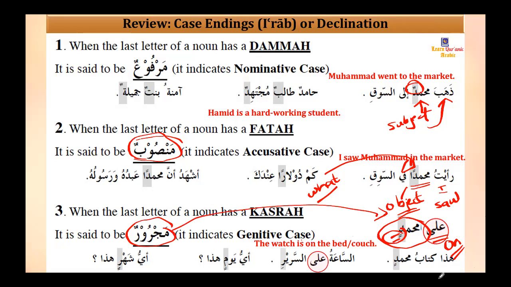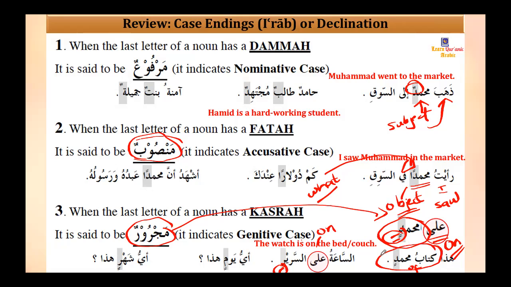Okay. So again, another example: as-sa'atu ala sariri. The watch is on, ala is on, it's a preposition, the couch or the bed, again denoted by a majroor status with the kasra. Look at this: هذا كتاب محمد. This is the book of Muhammad. I hope you realize that this is an idafa construction that we have studied before, book of Muhammad.